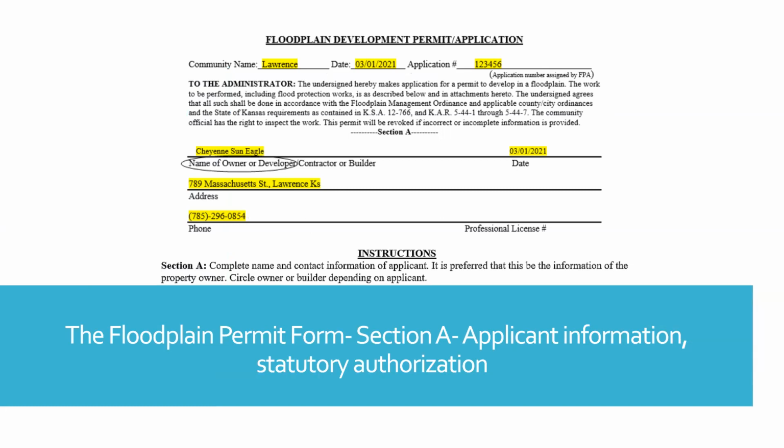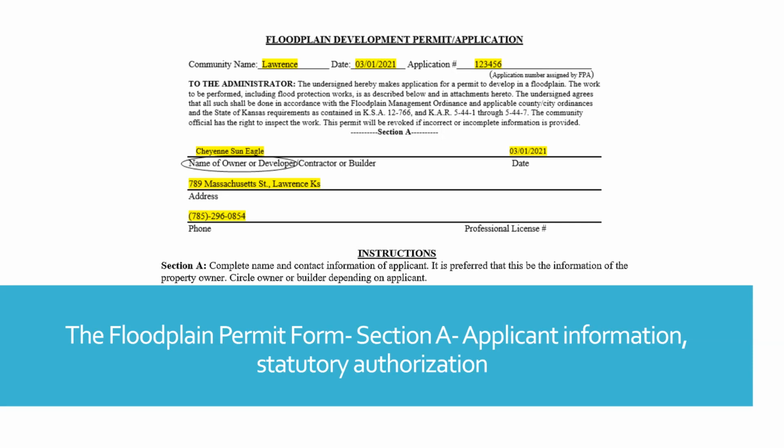So here we are, section A of our permit form. We're going to go through a floodplain permit example where I'm building a new house out here in Lawrence. So section A here has instructions. Each of our sections has instructions that contain important information for the applicant to know. And this is also where that checklist function comes in, as you'll see.